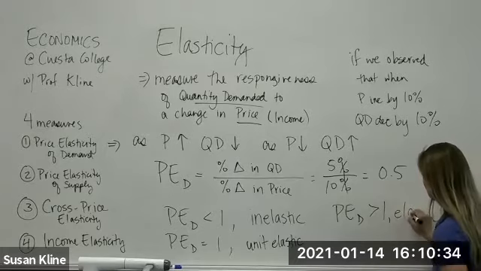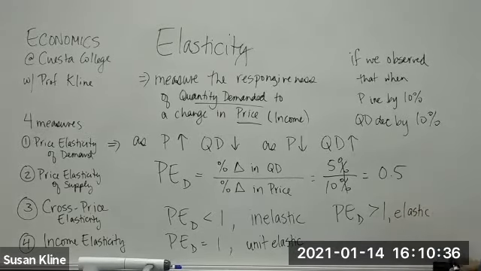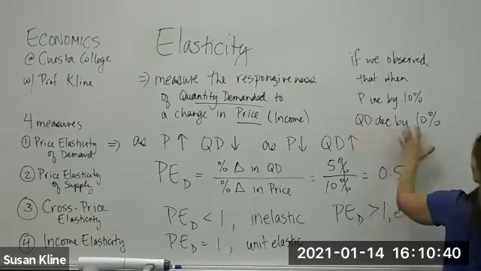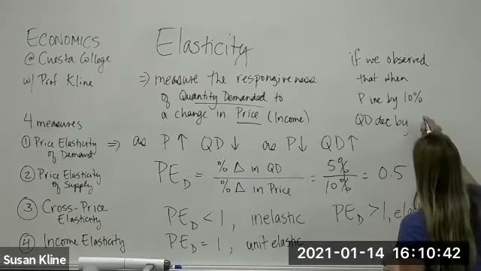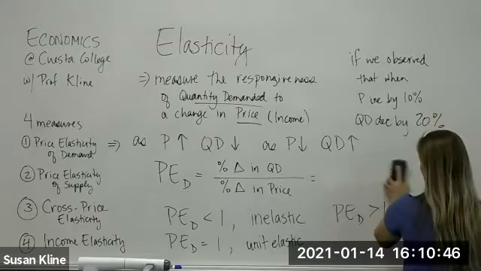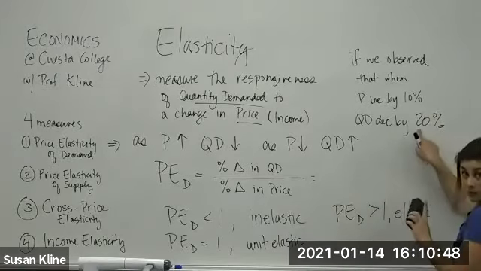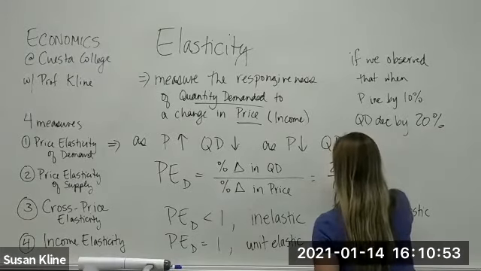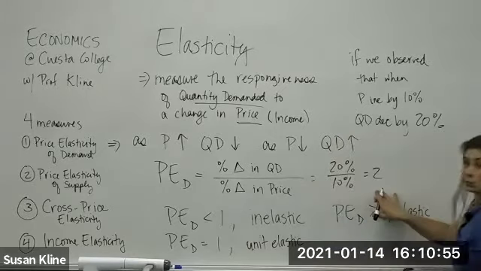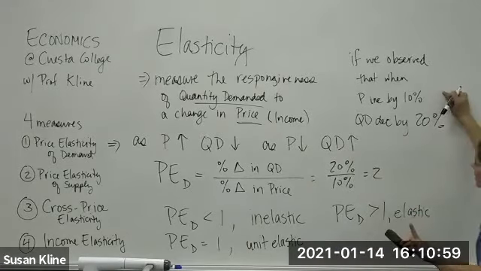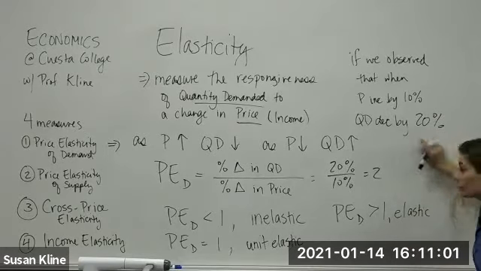And then finally, the last possible outcome here is that if it's greater than 1, it is elastic. So for example, if this was not quantity demanded decreased by 10%, if instead it was 20%, well, now when we plug that in, right, put the quantity in the numerator, 20% divided by 10%, that's 2. And so it's saying that every time the price increased by 1, quantity decreased by double the amount.